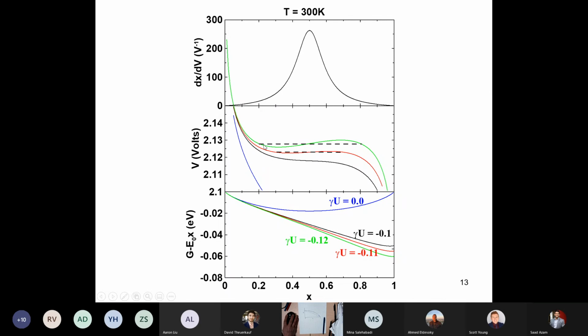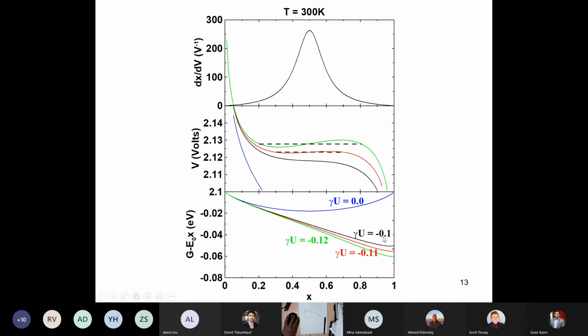So you never have a situation where the voltage goes up with concentration. It never happens. Instead, you'll follow this dashed line. And this dashed line is called the Maxwell construction. And it's clear that you'll get into this situation once the voltage composition curve becomes perfectly flat.